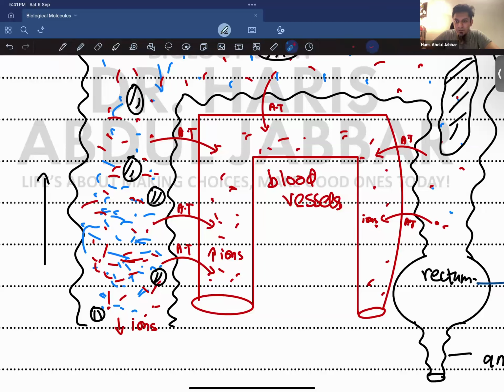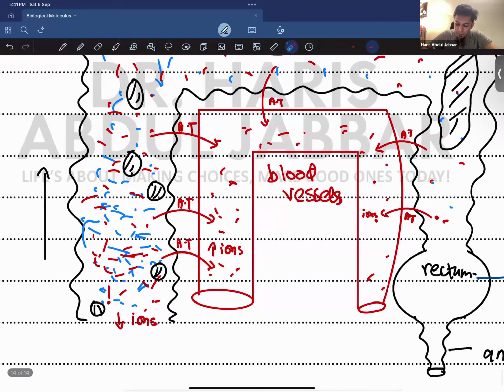दोबारा सुनो सवाल को. If the mineral ions are moving from the large intestine into the blood vessels, what will happen to the water potential of the blood vessels? What will happen to the water potential of the blood vessels? Solutes जहां आ रहे होंगे, very good guys, very good.